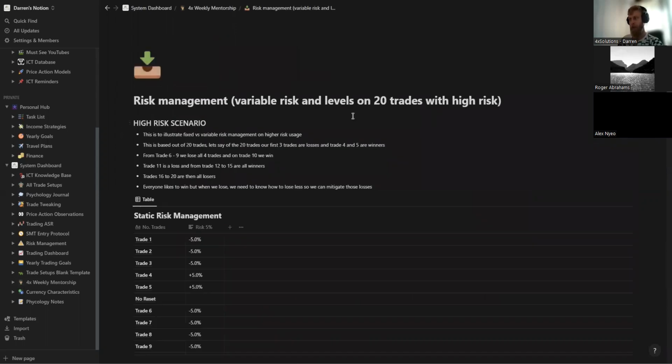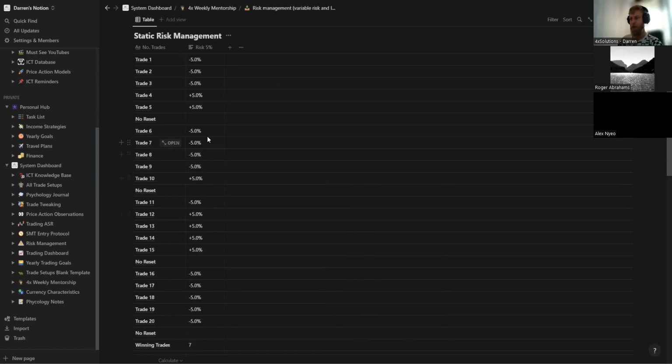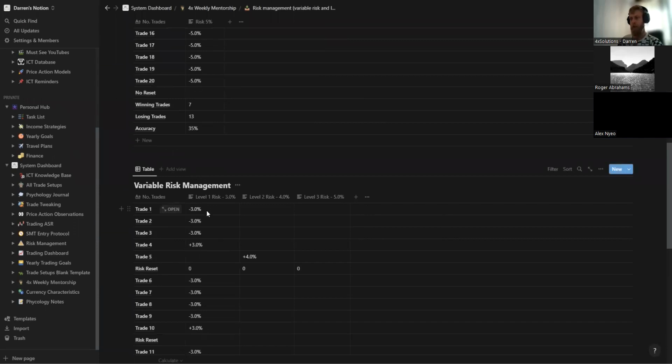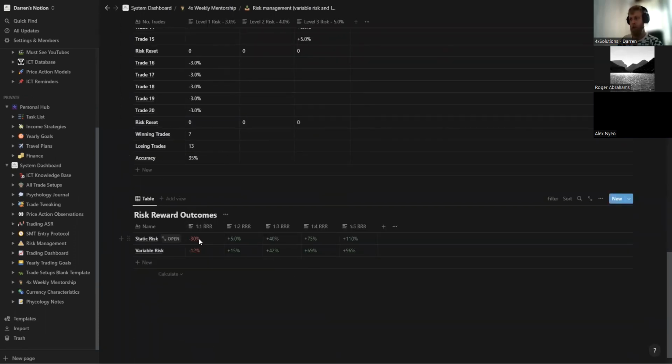I did add another one here that I had. So basically this is the same thing. This is just based on a high risk. It's not something I would ever do, but I just sort of illustrated it here where we took 5% on every single trade on a static risk, and based on a variable risk we did 3, 4, and 5%, and then we had the outcomes over here. For a 1:1, we lost 30% of the account if we risked, it's based on the same other two charts, but basically 1:1, we lost 30% on 5%. And if we were using variable risk, we'd only lose -2.